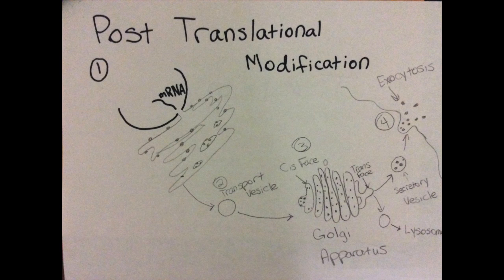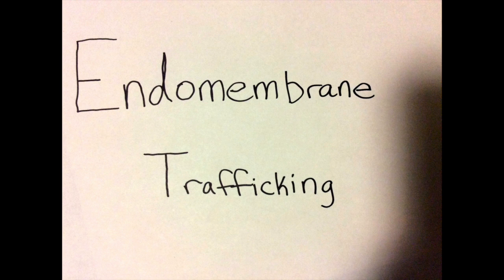Exocytosis is a process that the contents of a cell vacuole is released outside the cell membrane. And that is all that I will be talking about with endomembrane trafficking.